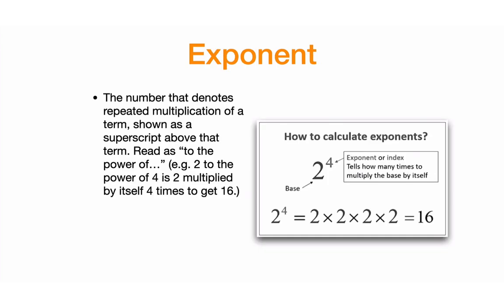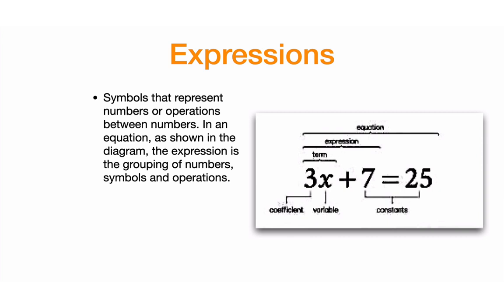Exponent, the number that denotes repeated multiplication of a term, shown as a superscript above that term. Read as "to the power of", e.g., 2 to the power of 4 is 2 multiplied by itself 4 times to get 16. Expressions, symbols that represent numbers or operations between numbers. In an equation, as shown in the diagram, the expression is the grouping of numbers, symbols, and operations.